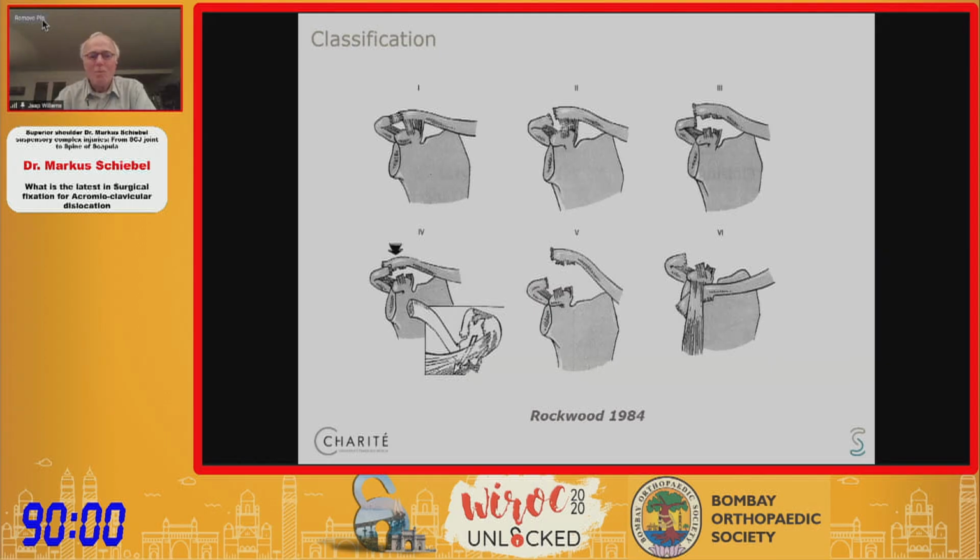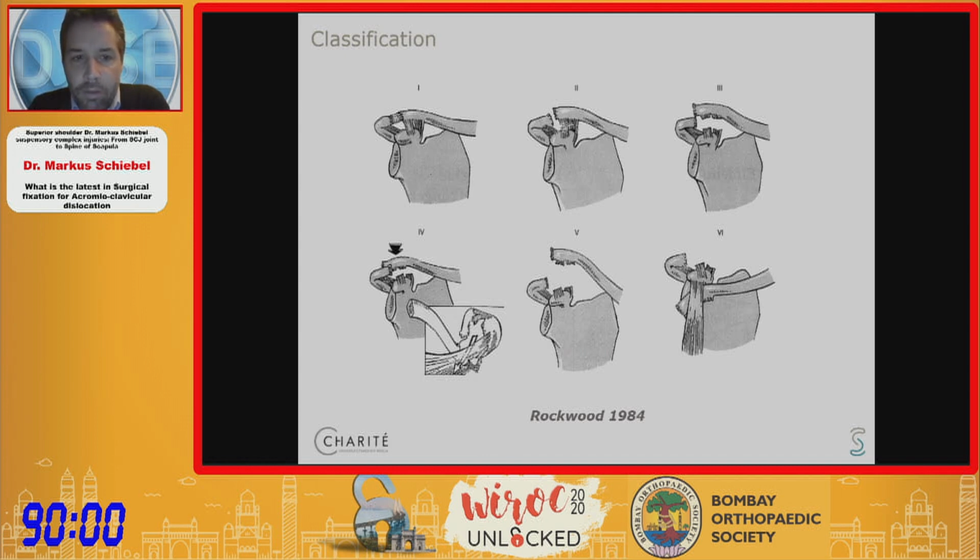So as you know, we are still looking at the AC joint instability according to the Rockwood classification. And probably every one of you knows that there is one substantial drawback: the Rockwood classification has only one, let's say, type that includes a posterior instability, which is the type 4. And the type 4 is actually very rare, because when Rockwood described this, he described it as a locked posterior displacement of the clavicle into the fascia of the trapezius. And this is very, very rare.